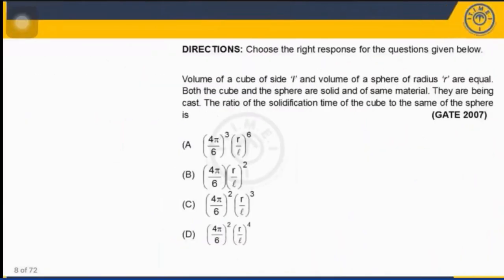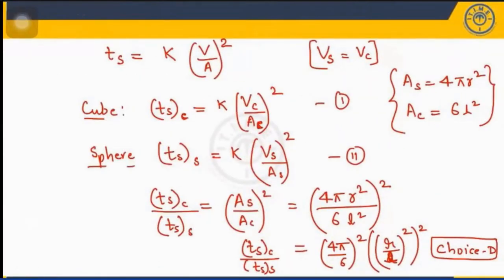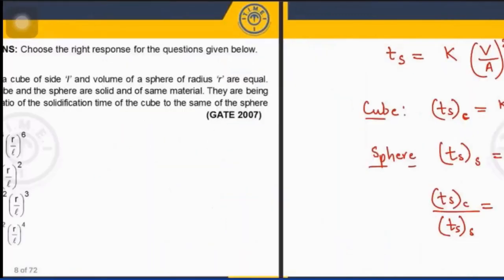Okay. Now, the same type of question they can frame. They can give you the dimensions of the sphere, that means the radius of the sphere and the side of the cube. Then you can easily calculate the ratio of the solidification time of cube and the solidification time of sphere. But the concept is the same only. If you have a thorough understanding of the concept and they give numerical values, then you just put them in the formula and you will get the answer.